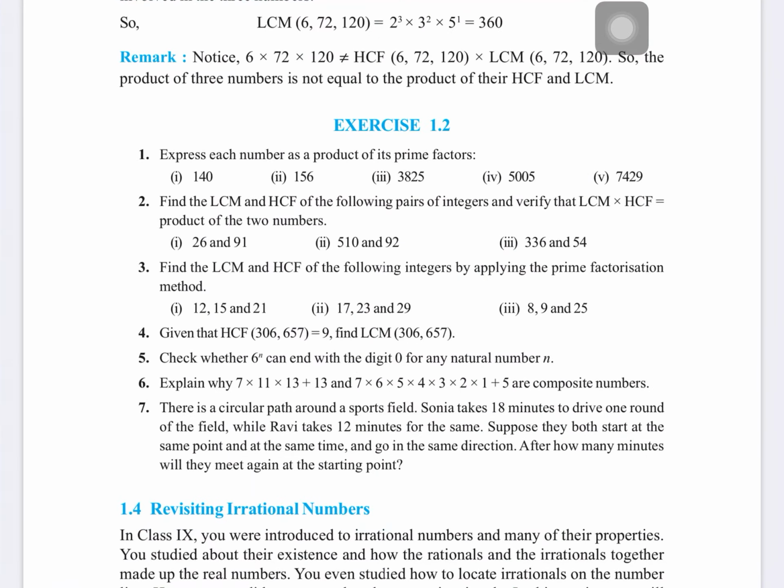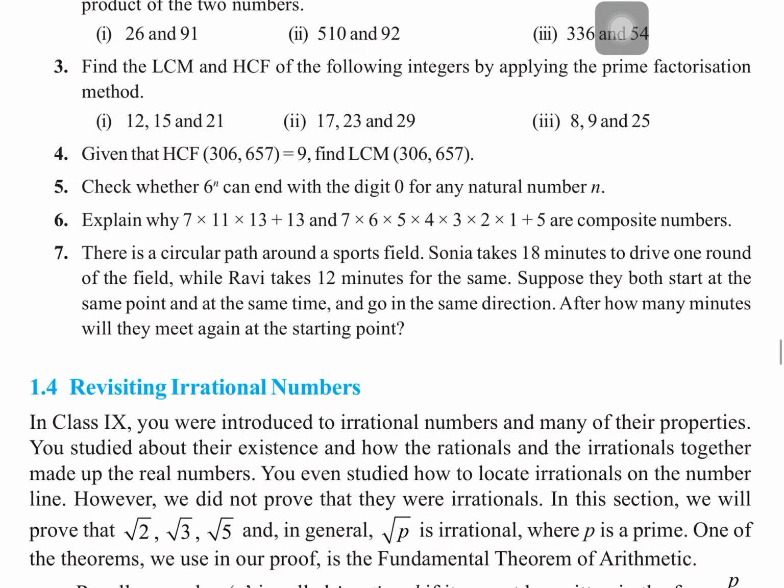Have a look at the next. Question number 5. Check whether 6 raised to the power n ends with 0. Remember, the questions here are based on the fundamental theorem of arithmetic. This is your home assignment. I will check this. After solving, send me a solving report on my WhatsApp number, and you can ask me if there is any doubt.